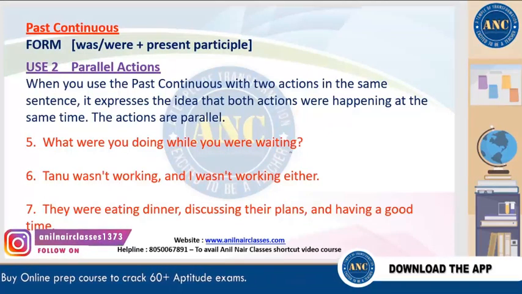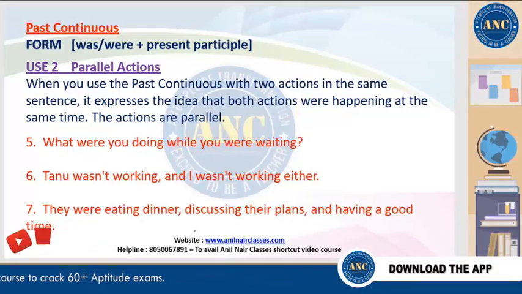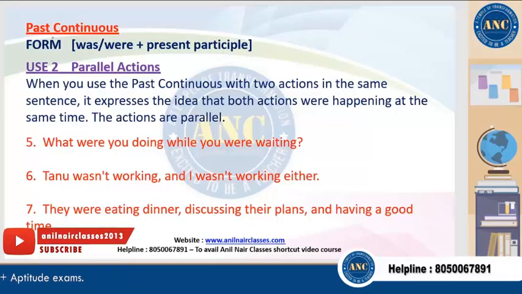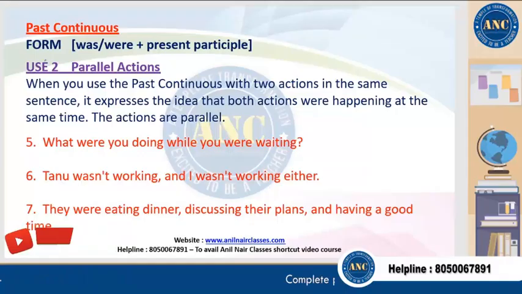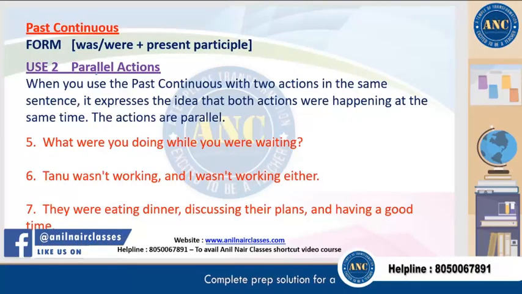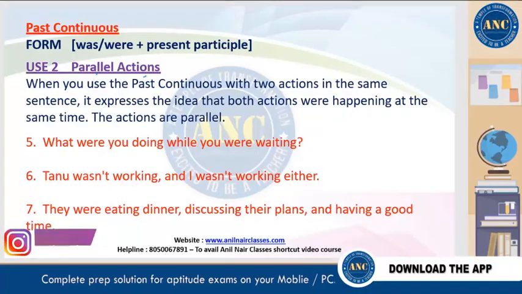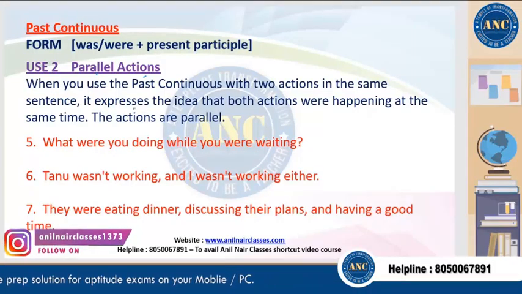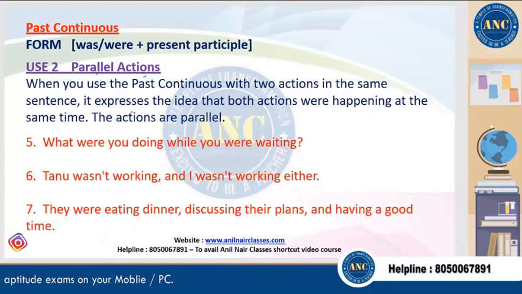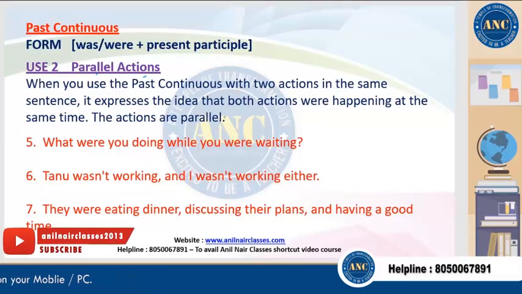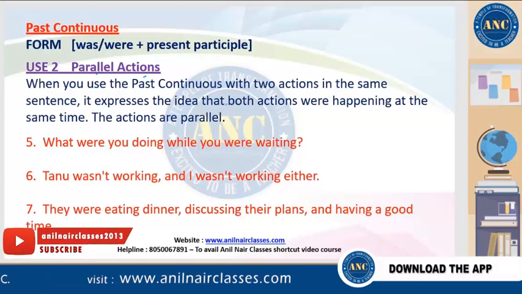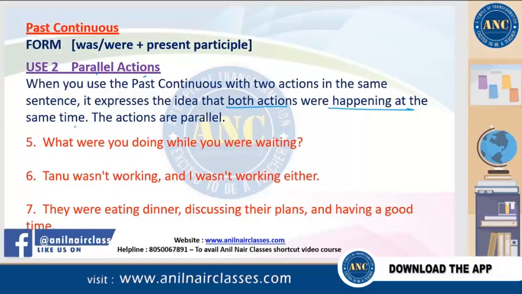What were you doing while you were waiting? So yeah, let's continue with the past continuous. The first use we have already discussed. Now the second use is when two actions are happening parallelly, right? So when one action is happening continuously, at the same time another action was also happening, right? So both the actions were happening at the same time. See, both actions are happening at the same time, but the actions were parallel to each other.